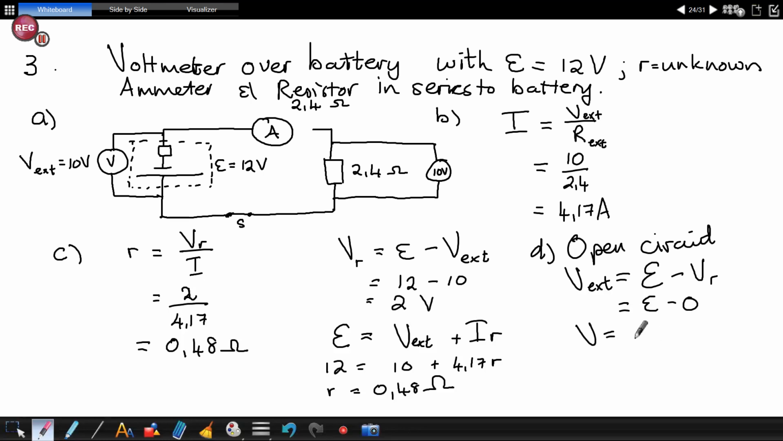So your voltmeter's reading will be 12 volts. You're opening the circuit, so there's no current flowing. And if there's no current flowing, there's no lost volts. So your voltmeter will read the EMF. Are you happy with that?